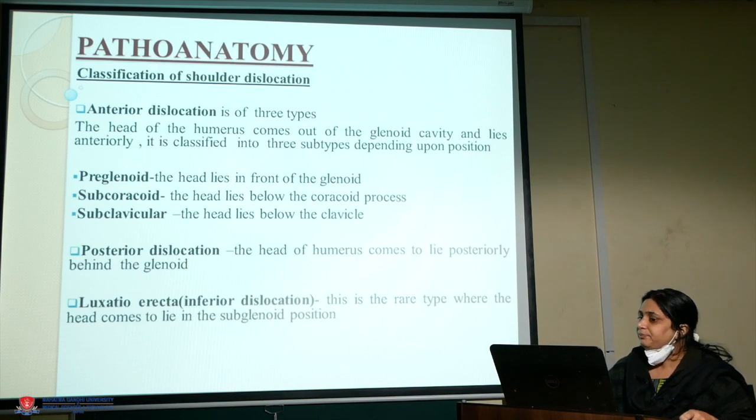The pathoanatomy. That means how can you classify the shoulder dislocation? It could be anterior dislocation, which is again of three types: preglenoid, subcoracoid, subclavicular. In preglenoid, the head lies in front of the glenoid. Subcoracoid, the head lies below the coracoid process. Subclavicular, the head lies below the clavicle. The second type of classification is the posterior dislocation. The head of the humerus comes to lie posteriorly behind the glenoid. And the third is inferior, which is also called luxatio erecta. This is the rare type where the head comes to lie in the subglenoid position.